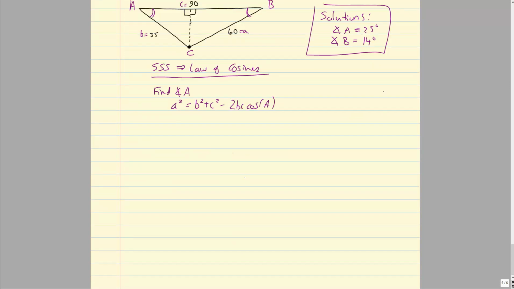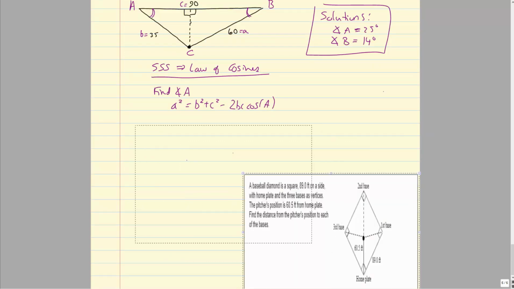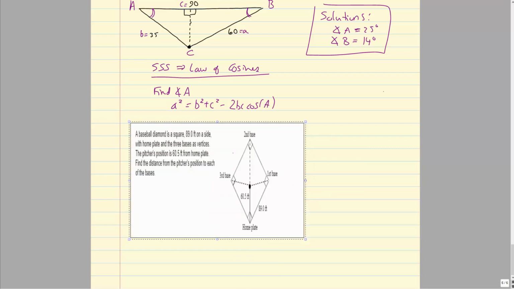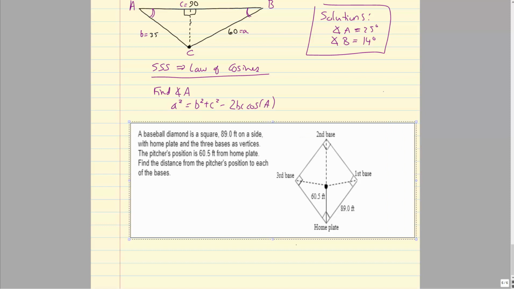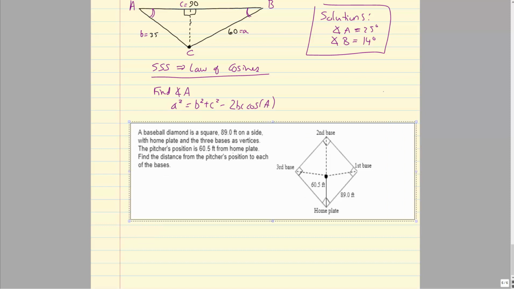Now this next one is a little tougher. We're given a baseball diamond, and this is kind of squished so it doesn't look quite like a diamond, but we'll go ahead and look at some of the characteristics that were given over here.